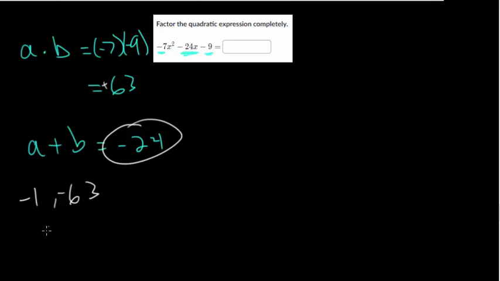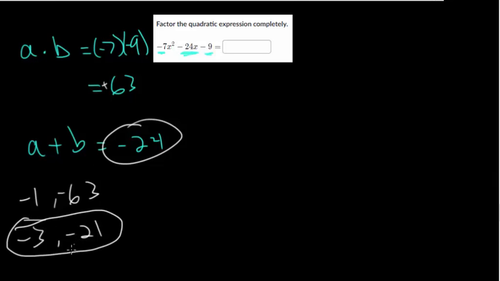And so we can also do -3 and -21. And honestly, I'm just going to stop there because that's what we needed. So if you're ever writing out these pairs and you come across the one that you need, the one that actually adds up to -24, then you can stop. So we found a and we found b. Again, it doesn't matter which is which.